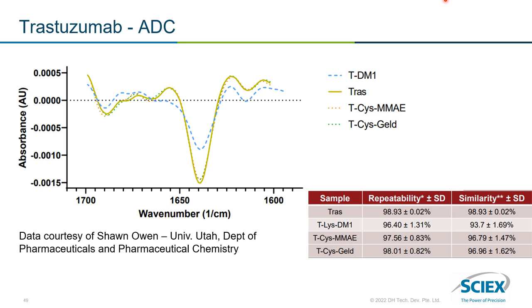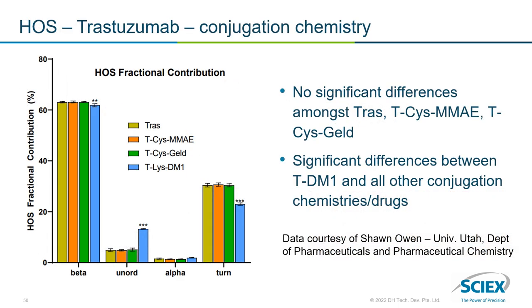However, when using a less specific lysine conjugation chemistry, you can see the blue spectra is very different than the other spectra. There is a statistically significant change in structure between trastuzumab conjugated via lysine chemistry to DM as compared to the other three molecules. And looking at the HOS percentages, we can see that there is a significant increase in unordered structure and a decrease in turn structure via the lysine conjugation chemistry as compared with the unconjugated and cysteine conjugated trastuzumab.